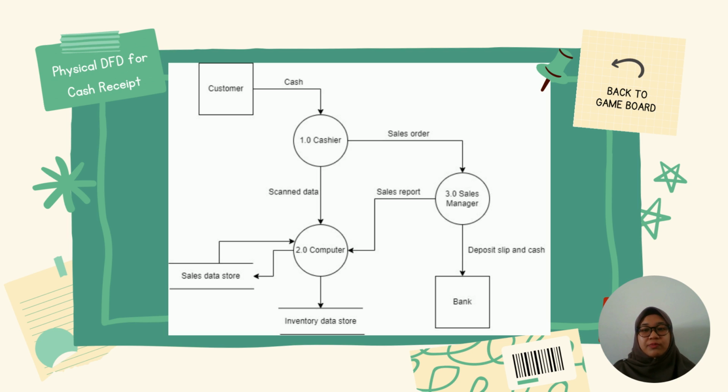The cashier will also prepare the sales order and give it to the sales manager. The sales manager will update the sales report on the computer, and lastly, the slip and the cash payment will be deposited into the bank.